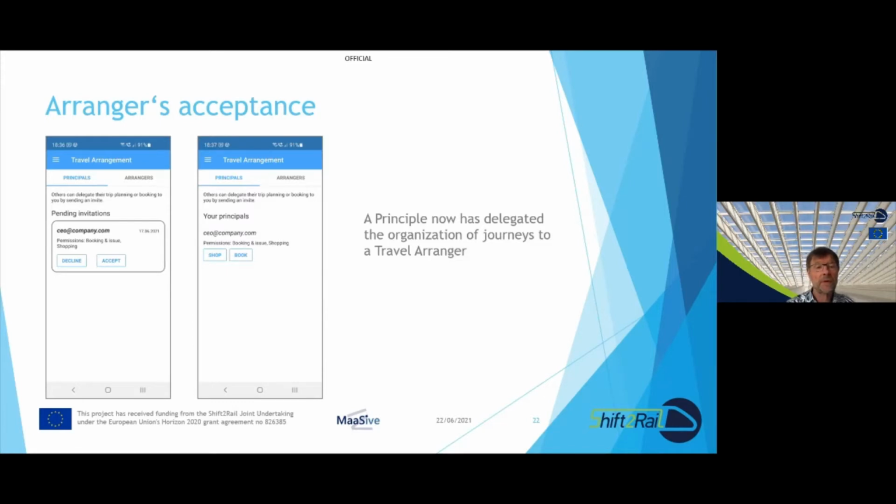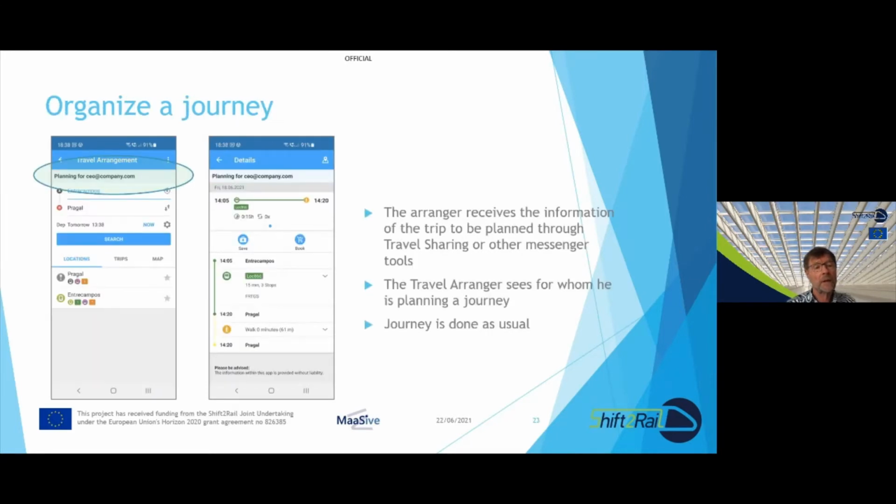Then when you start to plan a trip on the next slide, you see on the screen the important planning for a CEO of the company. You see that when you are planning a trip, you are doing this for the CEO, so for your principal. Again, the trip is planned as usual.